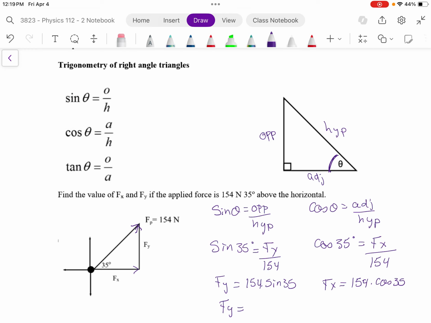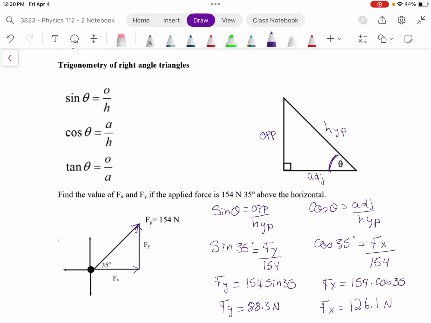We're going to use our calculator to find those values. Make sure your calculator is in degrees, especially if you're in pre-cal right now. Make sure that your calculator is not in radians, but that it is in degrees. So we have 154 times sine 35, and that gives us 88.3 newtons for the vertical component, and 154 times the cos of 35, which gives us 126.1 newtons for the horizontal component.